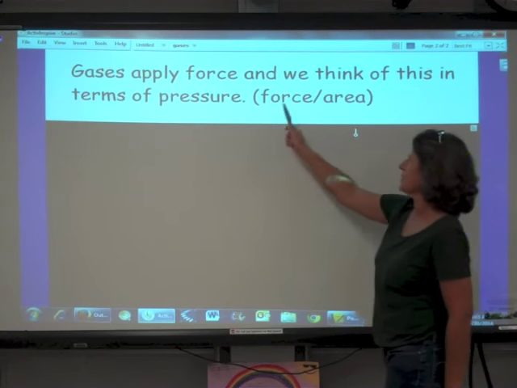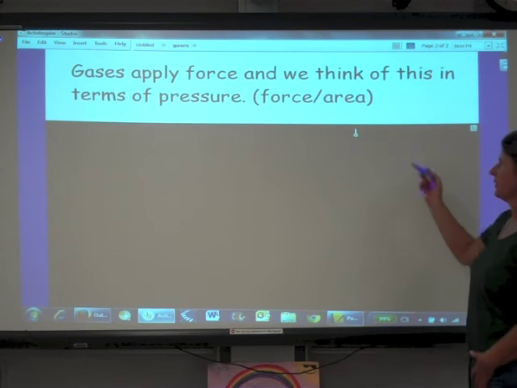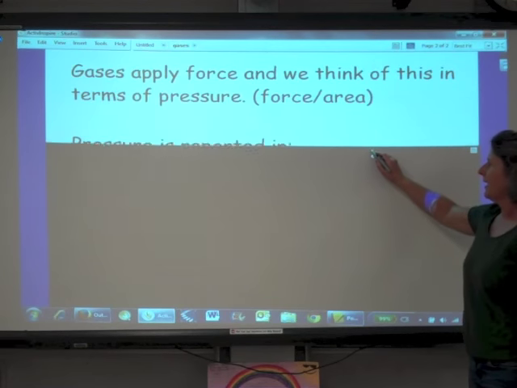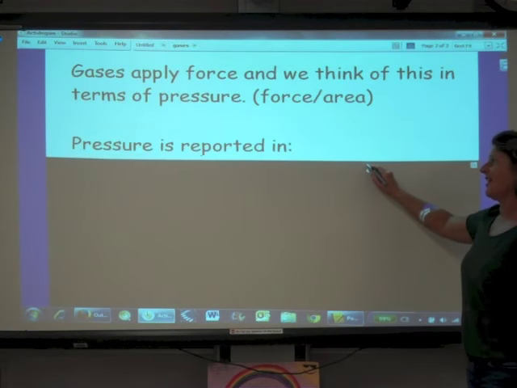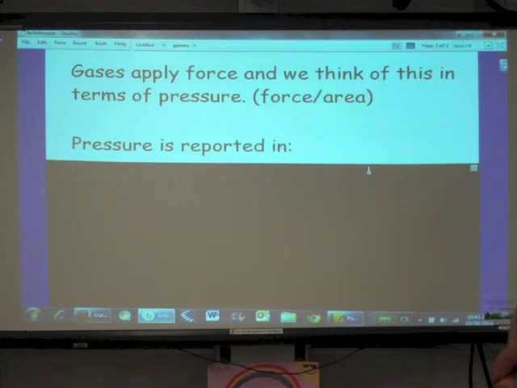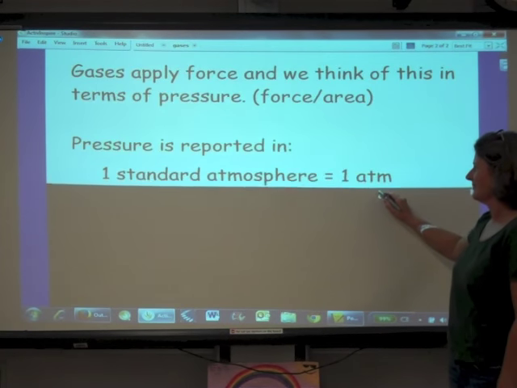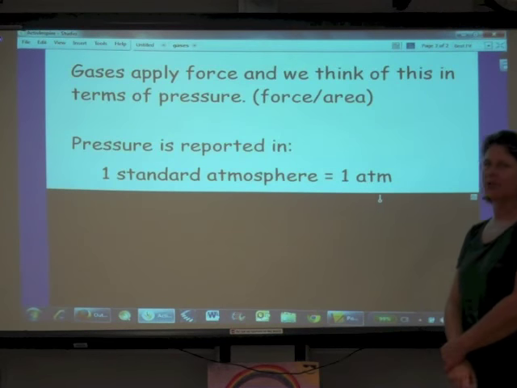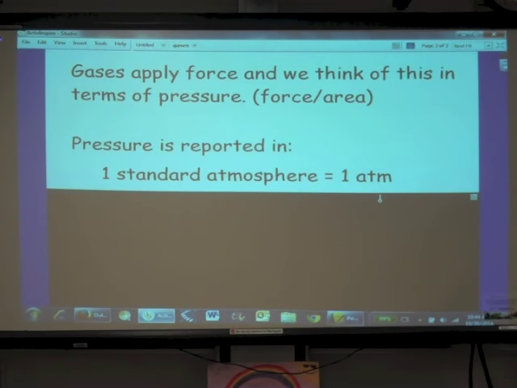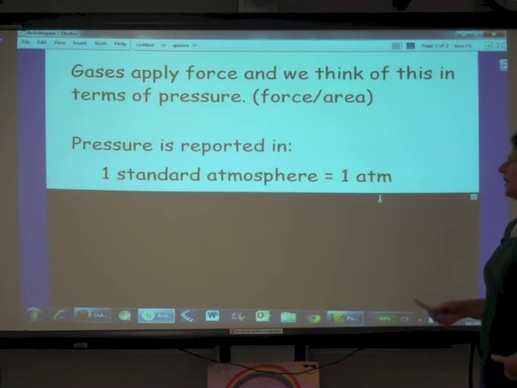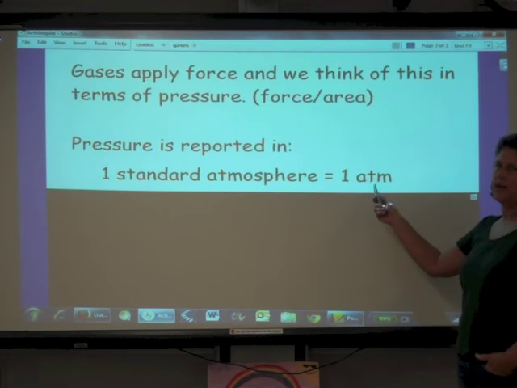Okay, and pressure, of course, is force per unit area. We know that from physics. Pressure has lots of different units. This is what we use mostly in chemistry, 1 atmosphere, 1 ATM, 1 standard atmosphere. And at sea level, that's where this comes from. At sea level, air pressure is 1 ATM.